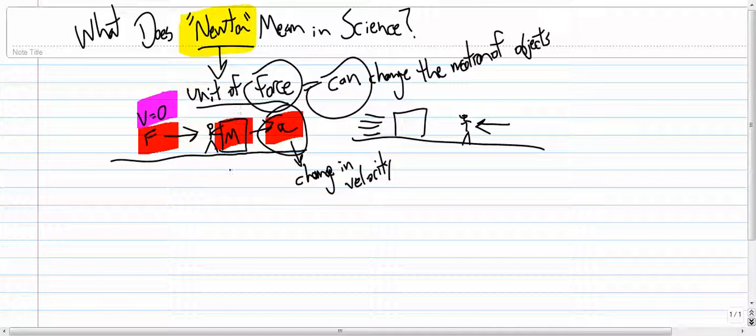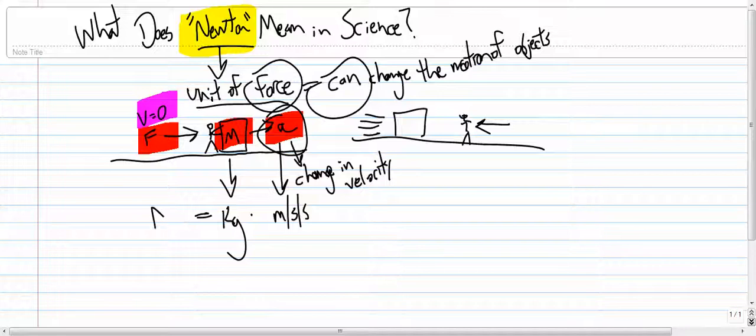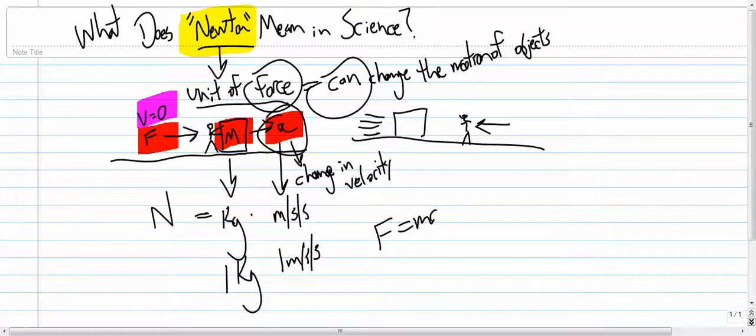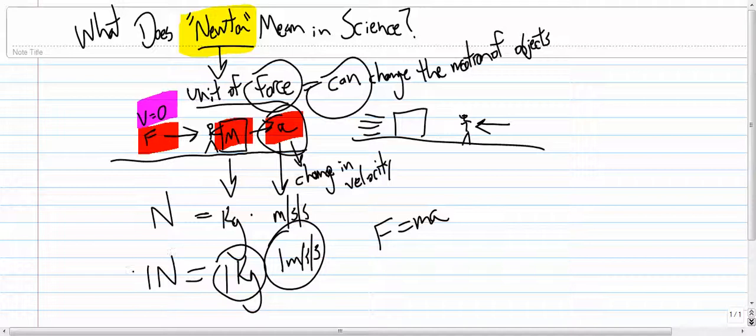So what are these measured in? Mass, we measure in kilograms. Acceleration, we measure in meters per second squared, or meters per second per second. So when you multiply those two together, you get the Newton. Okay, so if you have 1 kilogram and you want to accelerate it at 1 meter per second squared, by Newton's second law, which is F equals m times a, you multiply this by this and you get 1 Newton. So actually the Newton is an abbreviation for the kilogram meter per second squared. Okay?